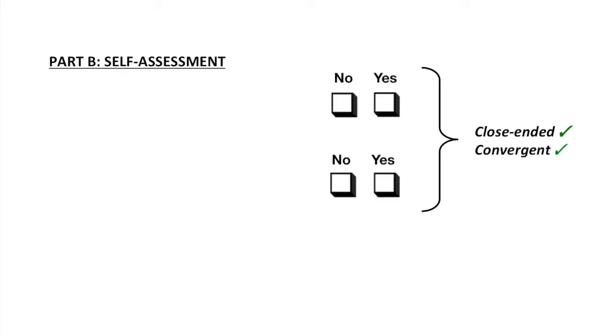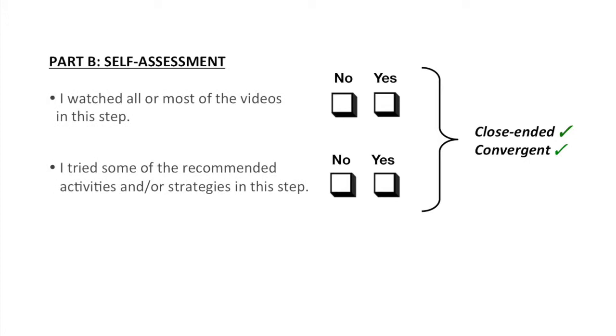Now Part B, self-assessment, presents you with closed-ended, convergent, yes-no statements that help you to get really specific and clear about whether you've met the basic criteria for completing the step. These statements are written in the first-person voice to underscore how you're really taking ownership of your progress and success. For example, I watched all or most of the videos in this step. Yes or no? I tried some of the recommended activities and or strategies in this step. Yes or no?